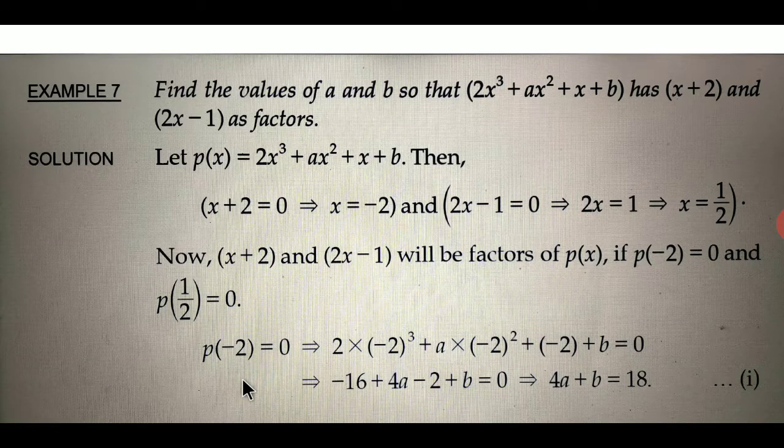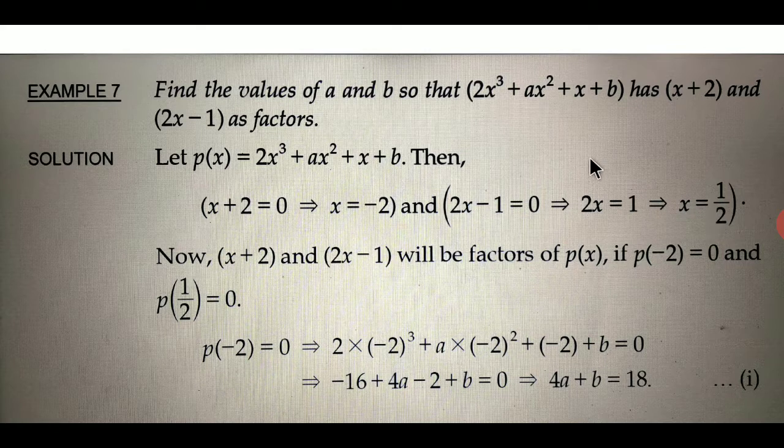This is also very important. Find the value of a and b so that 2x cube plus x square plus ax plus b has x plus 2 and 2x minus 1 as factors. Same type of problem. This is divisible by x plus 2, so x plus 2 equal to 0 will imply x equal to minus 2, and this is also divisible by 2x minus 1, so 2x minus 1 equal to 0 implies x equal to half.